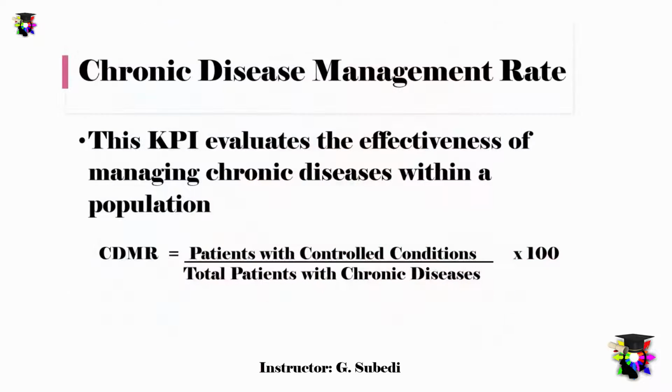Chronic disease management rate. This KPI evaluates the effectiveness of managing chronic diseases within the population. We calculate it by dividing the number of patients within the control condition by the total number of patients with chronic disease. Population health management is critical for preventing complications associated with the chronic diseases.